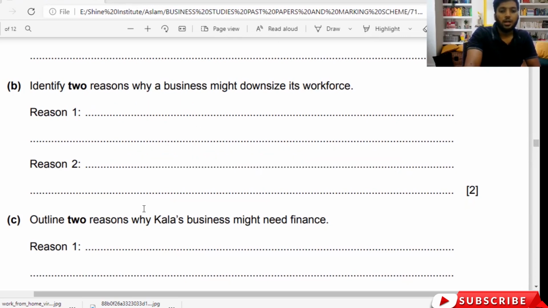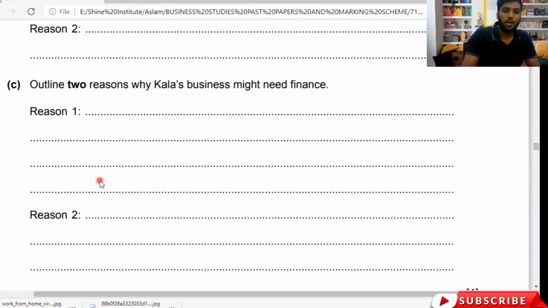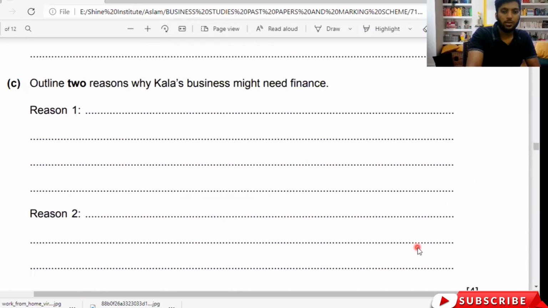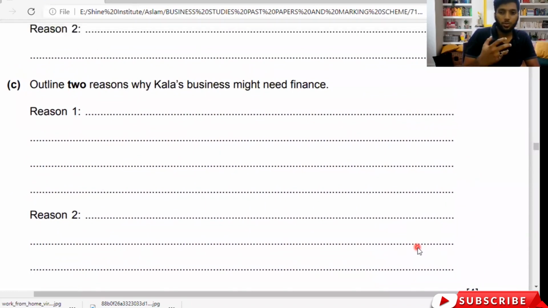C says: outline two reasons why Kala's business might need finance. Why do you think Kala's business needs finance? Now this is where you need to be a bit concerned. They are giving you 4 marks, so when you write a reason, it should be a good explanation. You can't give one line and be satisfied. For knowledge you get 1 mark, and for application you get 1 mark. So reason 1 gets 2 marks, and reason 2 gets 2 marks. You need to be concerned about the marks you're going to score.